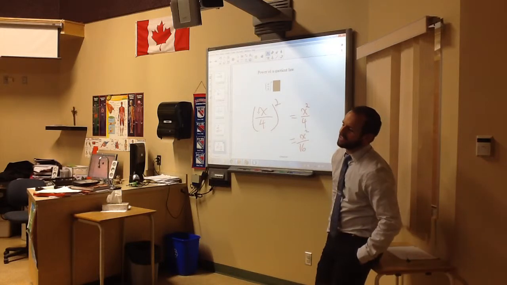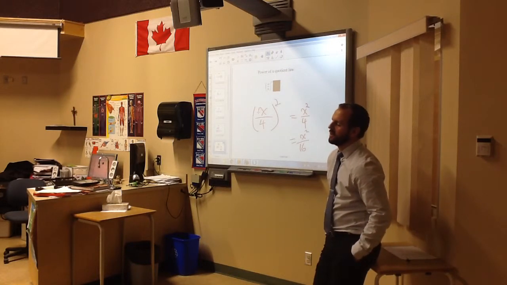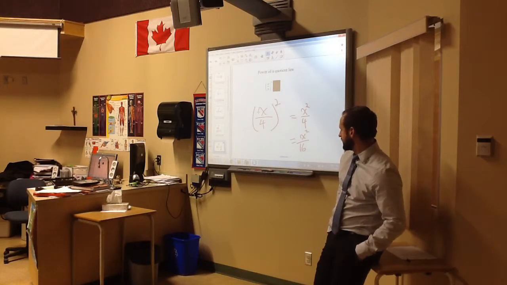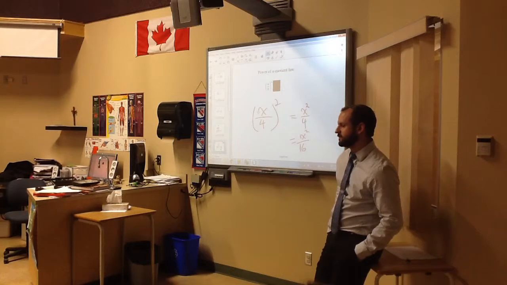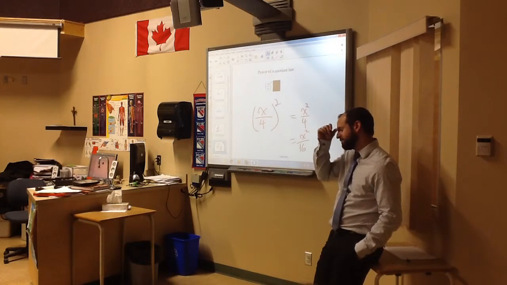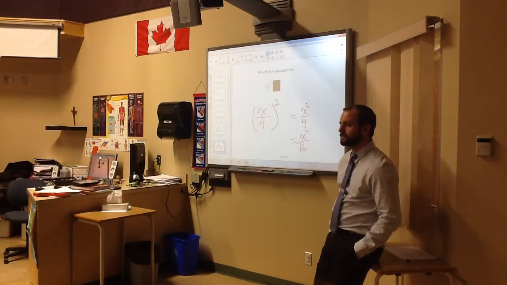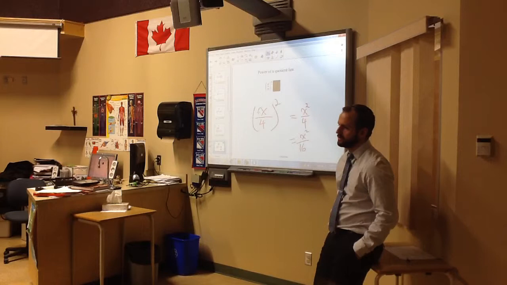You're allowed to guess again if you want to. But I want you to tell me why you think it's that. What is it? Anybody think that it's still x squared over 4? Why is the answer x squared over 16?